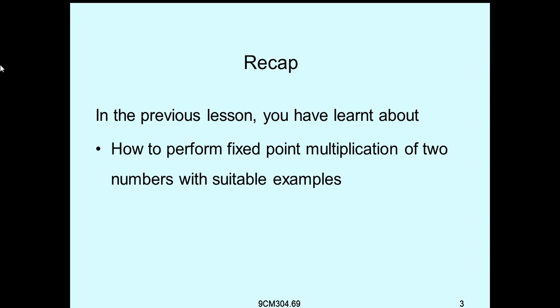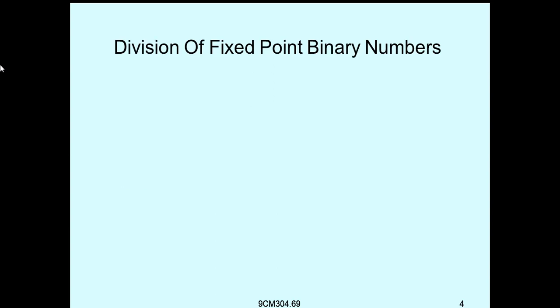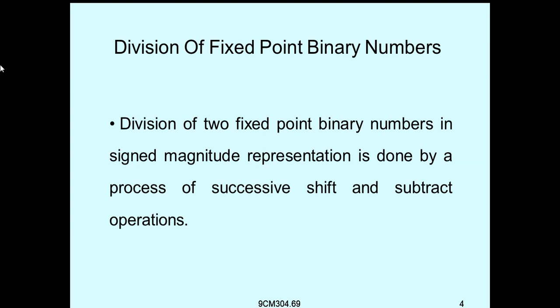And in the last class, you have learned about how to perform fixed point multiplication of two numbers with suitable examples. So now I will explain about division of fixed point binary numbers. Division of two fixed point binary numbers in a signed magnitude representation is done by a process of successive shift and subtract operations.